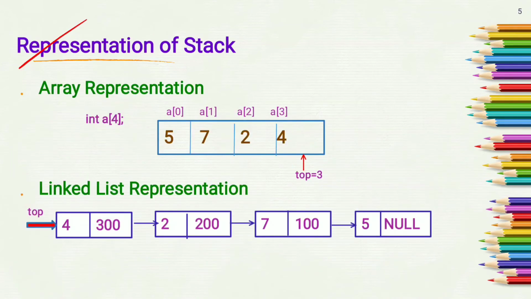Representation of a stack: there are two ways to represent a stack. The first is array representation and the second is linked list representation. In array representation we have to create an array, and as we have assumed that the size of the stack is 4, we write the size of the array as 4. When we push 5, 7, 2, 4, 4 will be the last element of this stack and top points to the index of this last element, so the top contains 3.